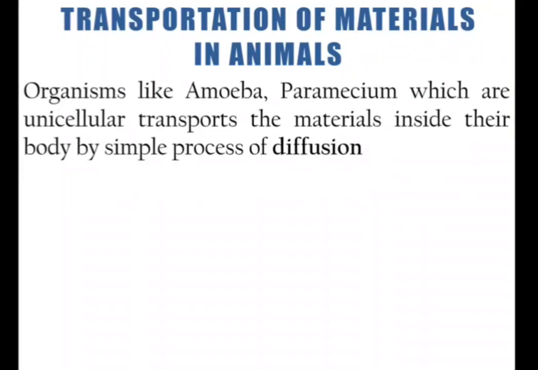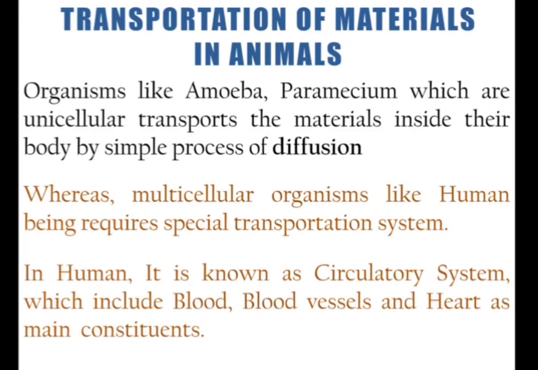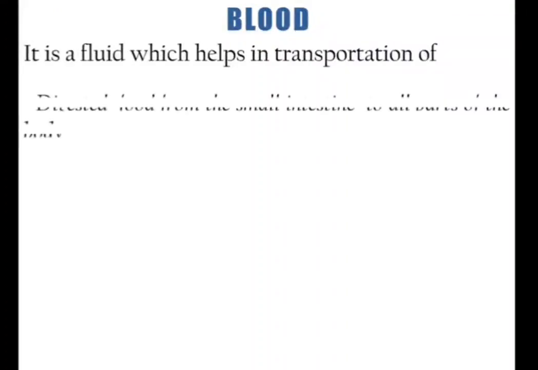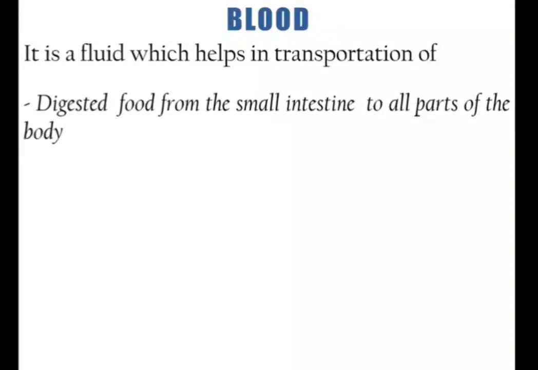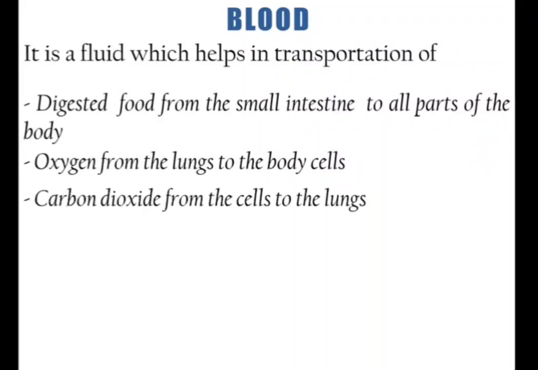But in the case of multicellular organisms like humans or other animals, there is a special, smart transportation system. In humans, that special transportation system is known as the circulatory system, which includes blood, blood vessels, and heart as main constituents. Blood is a fluid which helps in the transportation of many things, like digested food from the small intestine to all parts of the body. Similarly, blood helps in the transportation of oxygen from the lungs to the body cells, and also carbon dioxide from the cells to the lungs.